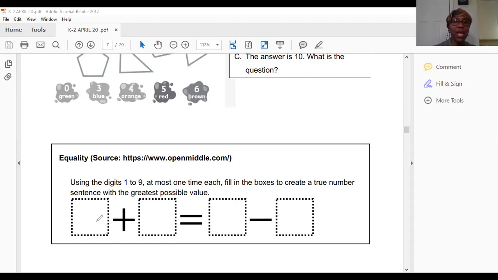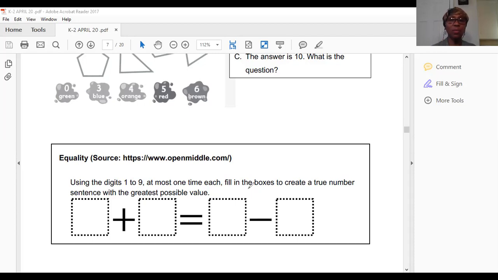One time. So you can't have 9 here and 9 here and 9 over here. You can only use 9 one time. You can use one digit one time. It says fill in the boxes to create a true number sentence with the greatest possible value.